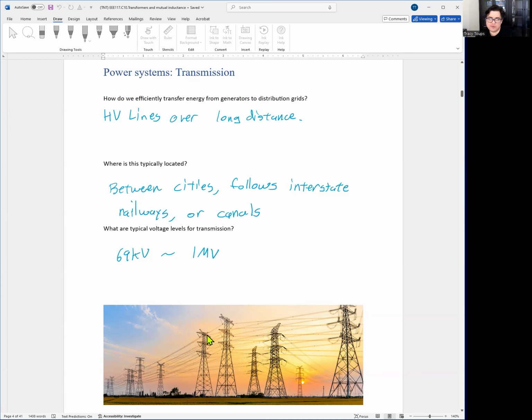So these will go between cities, and they typically follow interstates, railways, or canals, right? Because it's easier to buy land near those things rather than buy land in a dense area, a residential area, right? So don't be surprised if you're going down I-5 and you see a transmission power line next to you, maybe like half a mile to your right, and you'll see it for like 40 miles, right? It's just following you. Electricity is following you down the line as you travel down south to Los Angeles.